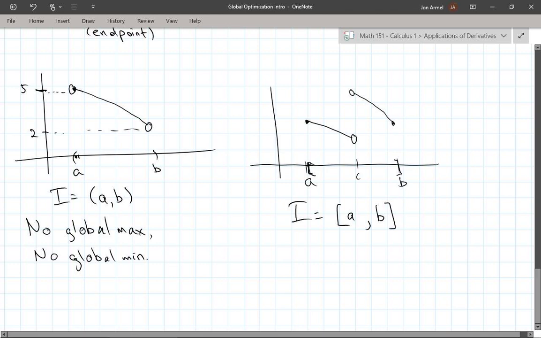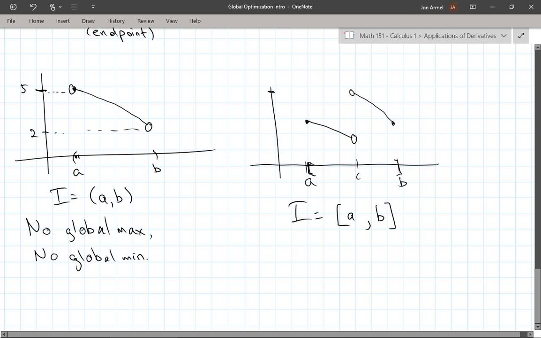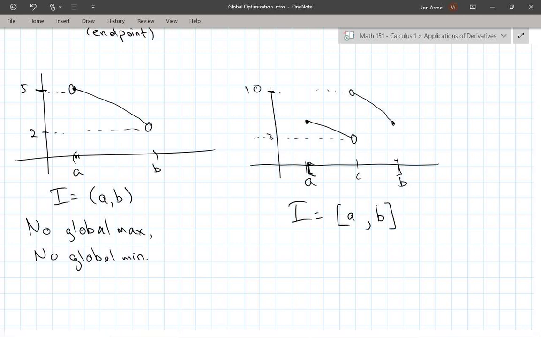So, does this function have a global maximum? No, it does not, because it keeps getting closer to whatever that value is there on the y-axis. So let's say this is 10 or something, and this is maybe 3. The function's values get really close to y equals 10, but there's no number you can plug into the function to make it equal to 10.